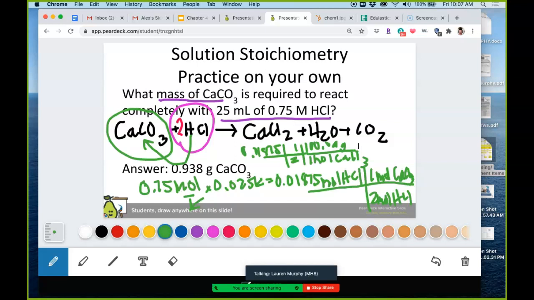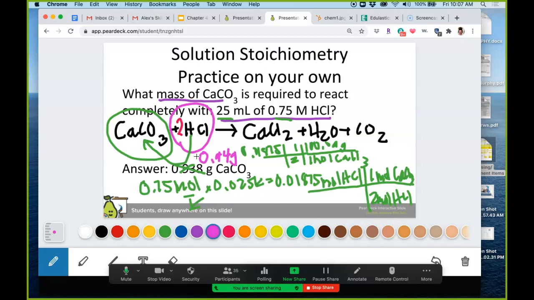So 0.01875 divided by 2 times 100.09. Oops, I did mess this up. So this is 2 sig figs, this is 2 sig figs, so this should be 2 sig figs. So the answer should be 0.94 grams of calcium carbonate to react with this much acid.